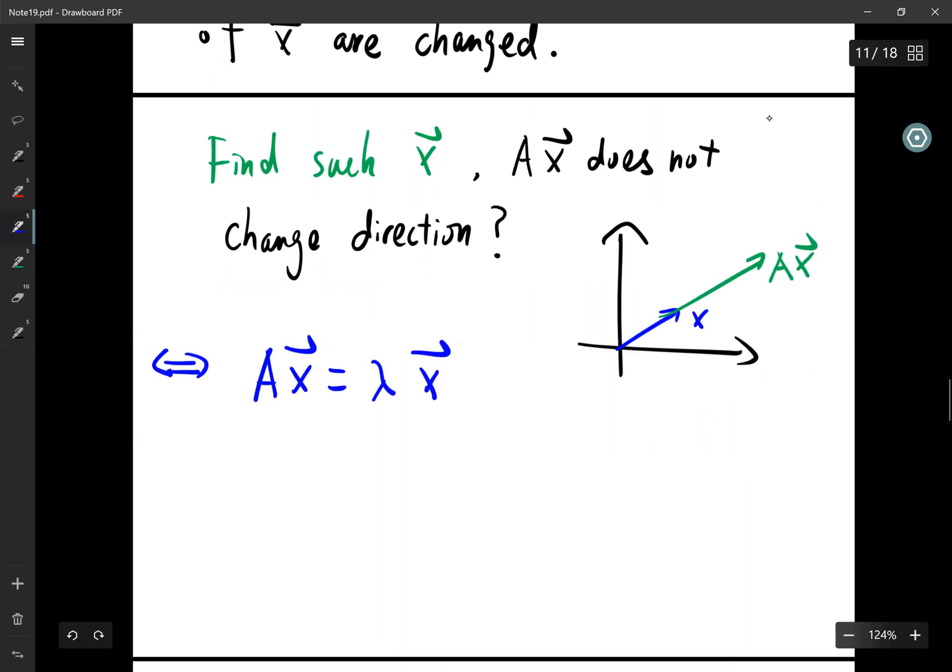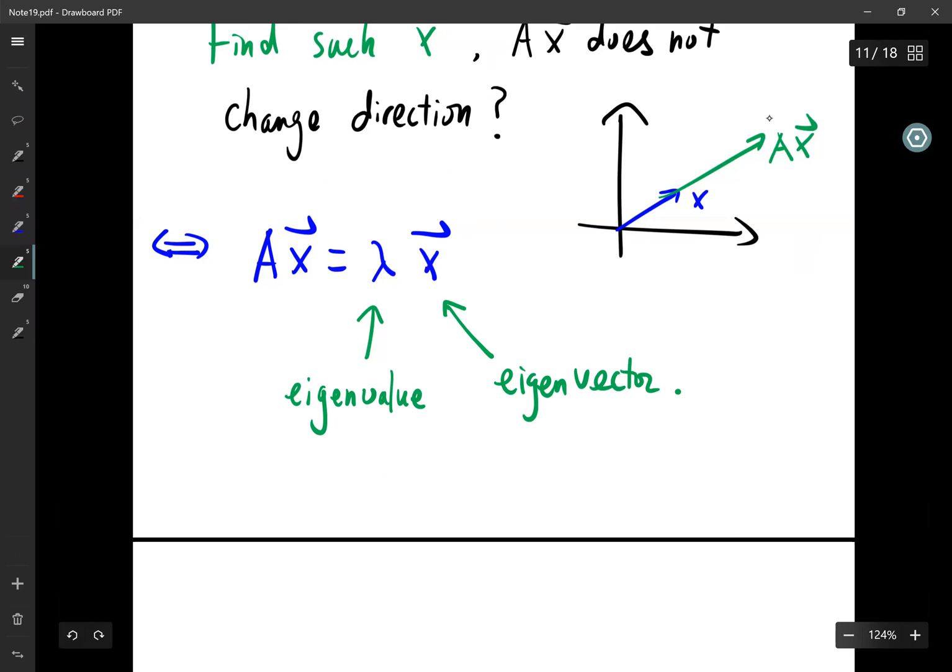When such a relation holds, then we call lambda an eigenvalue. Eigen is a German word, which means characteristic. And x is an eigenvector. So in the warm-up example, x equal to 1, 1 is an eigenvector corresponding to eigenvalue 3.